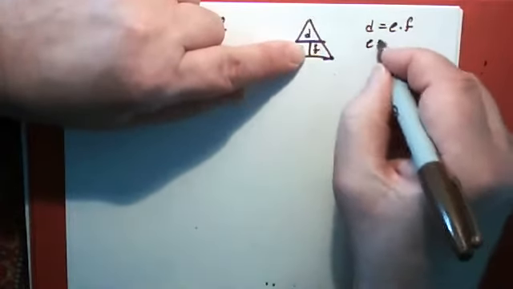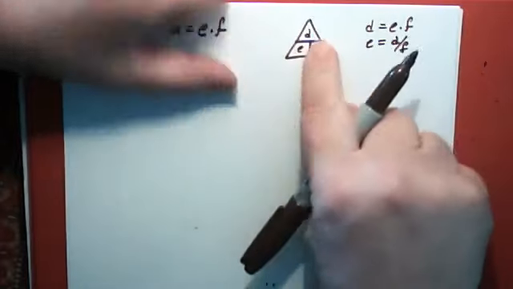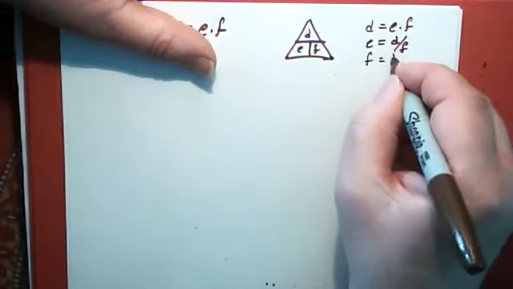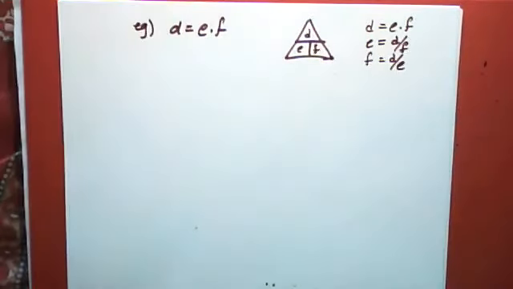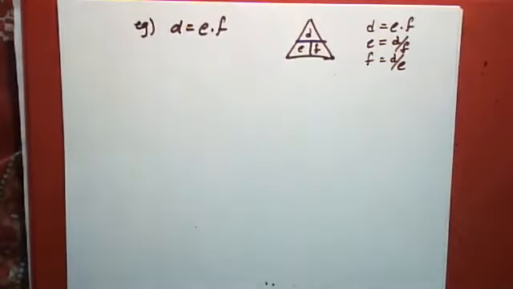E is equal to D over F, and F would be equal to D over E. So now you've got all three equations for every possible relationship among those three quantities, and it's really easy.